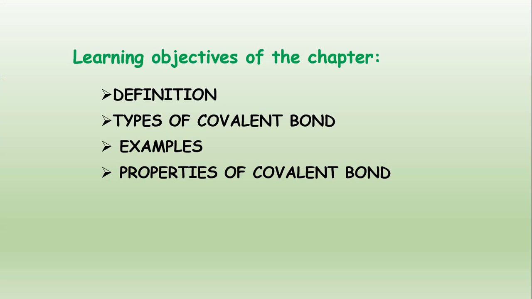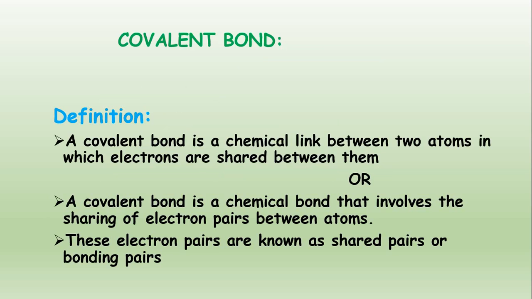Bismillahirrahmanirrahim. These are the learning objectives of today's topic. Initially we will discuss the definition of the covalent bond, then we will discuss types of covalent bond along with their different examples, and at the end we will discuss the properties of covalent bond, as we have discussed the chemical properties and physical properties of the ionic bond in our last class.